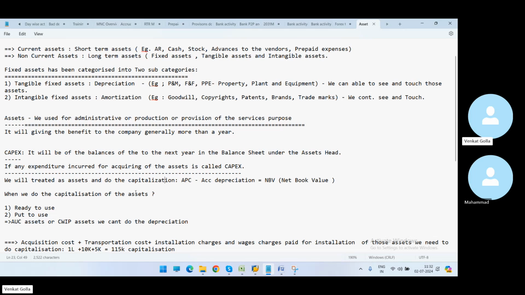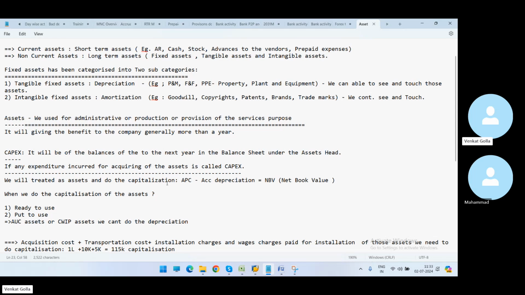What is the difference between AUC assets and normal assets? AUC is assets under construction, capital work in progress. Until the asset is ready, we are not eligible to run the depreciation for these capital work in progress assets. And now the point is, what value do you need to capitalize? How much amount do you need to capitalize? That is also very important.